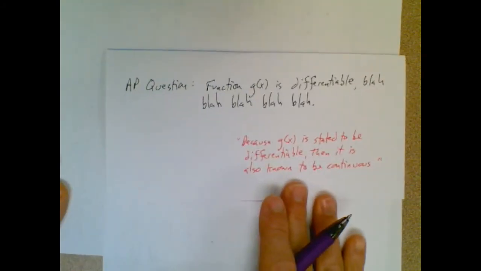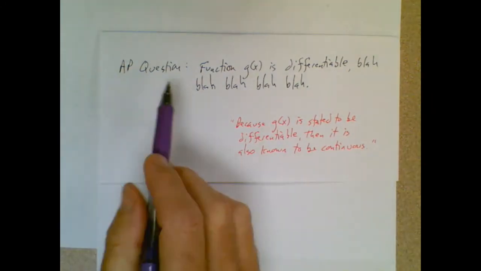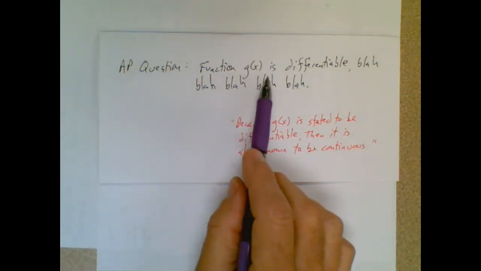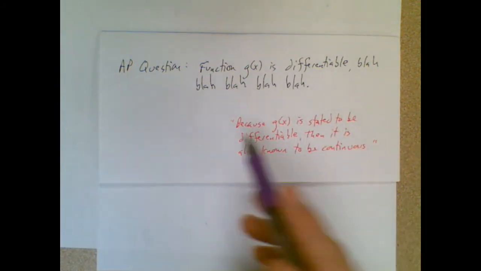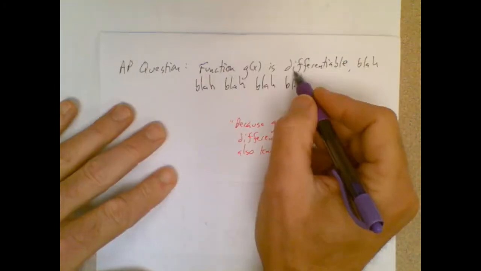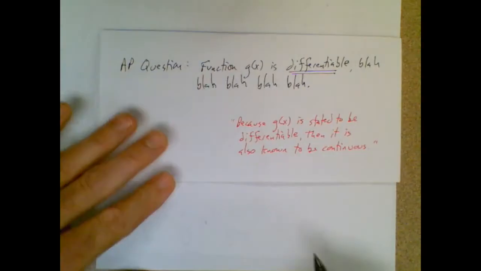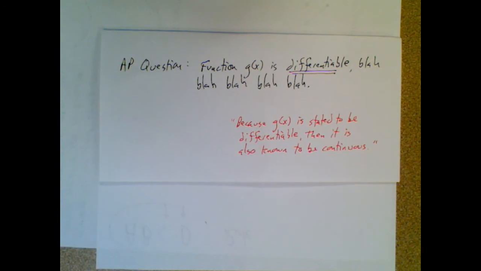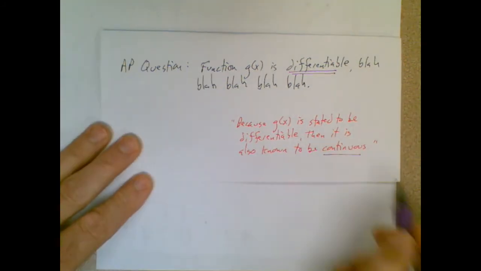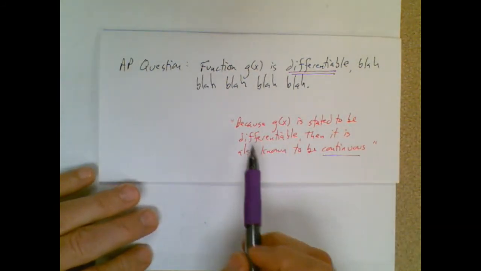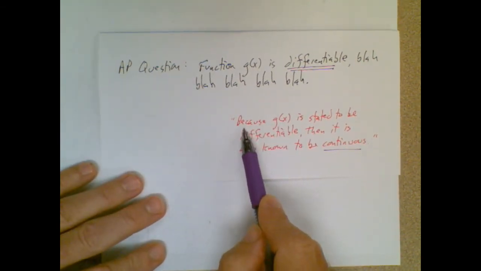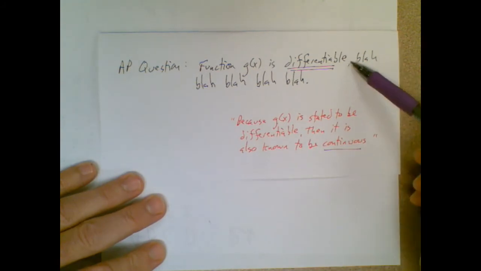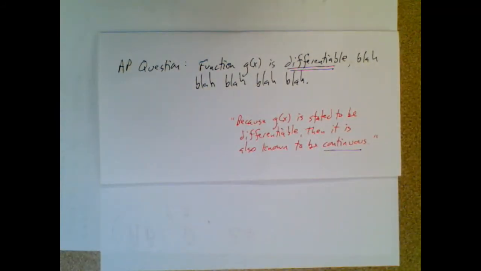So I made up a fake start to an AP question, but this happens a lot. The question might say, function g of x is differentiable, blah, blah, blah, because they're going to go on and tell me more things about g of x, but we don't care. As soon as I see that they tell me g of x is differentiable, then I know for the rest of the problem, I can assume that g of x must be a continuous function because of the ABCD rule. And so if I had to write something relating to continuity, I would say because g of x is stated to be differentiable, then it is also known to be continuous.